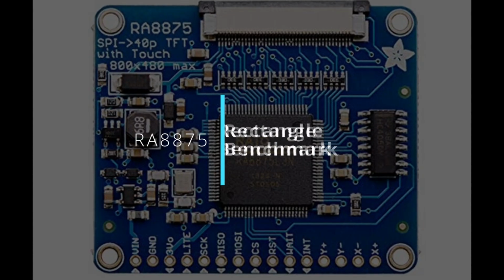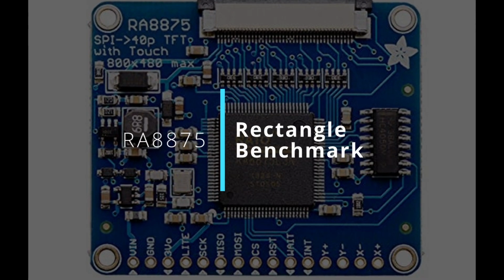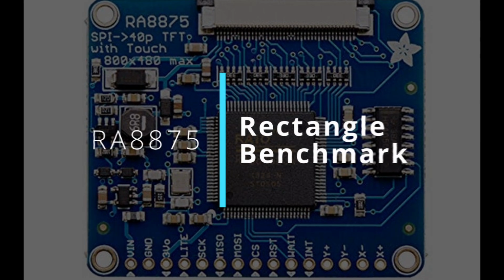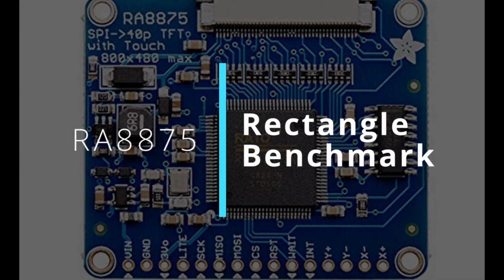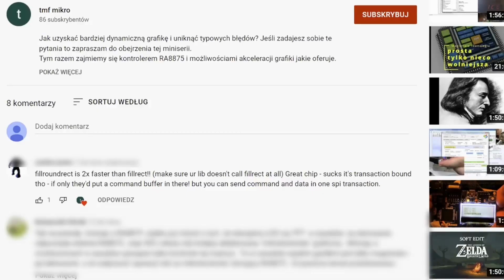In this episode, I would like to address the comment of one of my viewers regarding possible optimization of the draw fill rectangle function. As you can see in the comment, fill round rectangles should be twice as fast as the regular fill rectangle function. It seems to be weird, as drawing rectangles with rounded corners should be more complicated. However, indeed, I observed that the execution time of many commands depends on which command of the RA8875 you use.